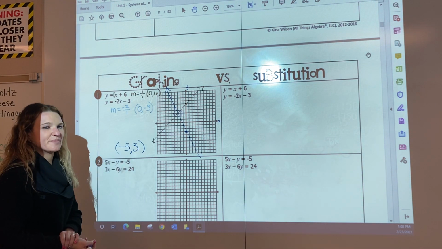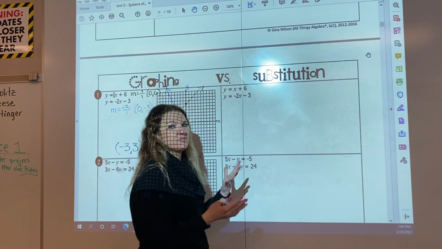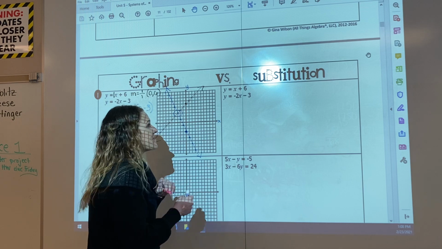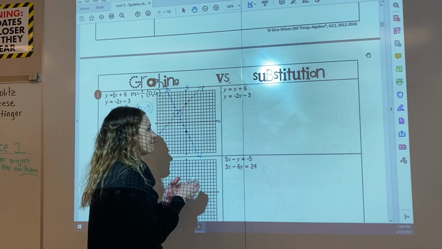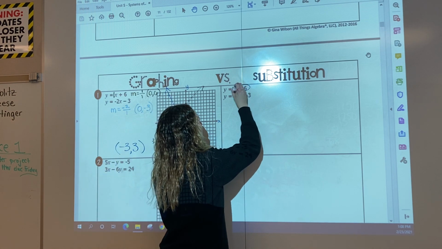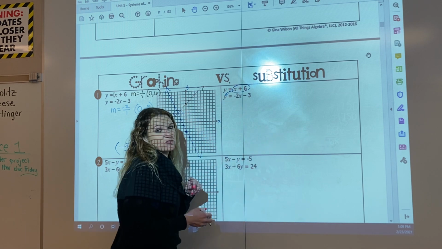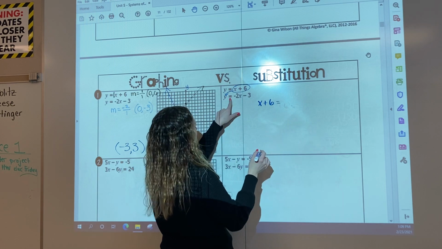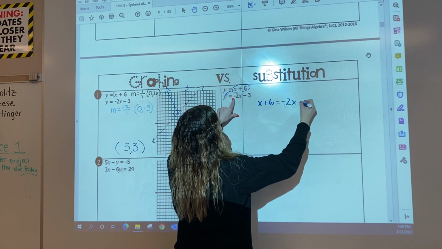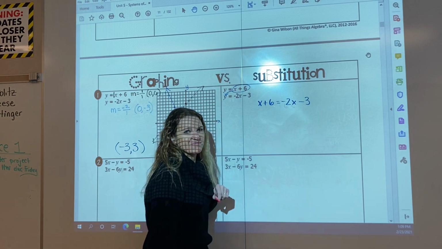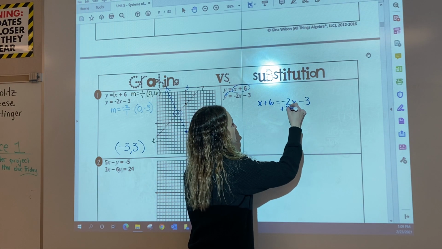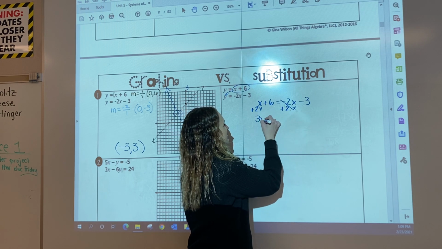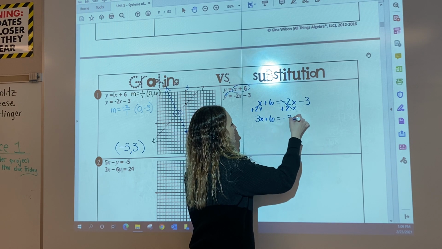Now let's jump over here. We learned that with substitution, you have to have one of your equations solved for a variable. And in this situation, we have both, so we're lucky. I'm going to take what this y equals and substitute it into the other equation for the y. So I'm going to have x plus 6 equals negative 2x minus 3. All right, not too bad. I'm going to add my 2x on both sides, leaving me with 3x plus 6 equals negative 3.